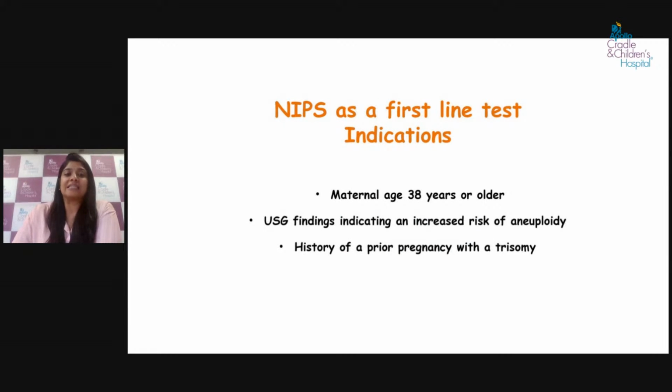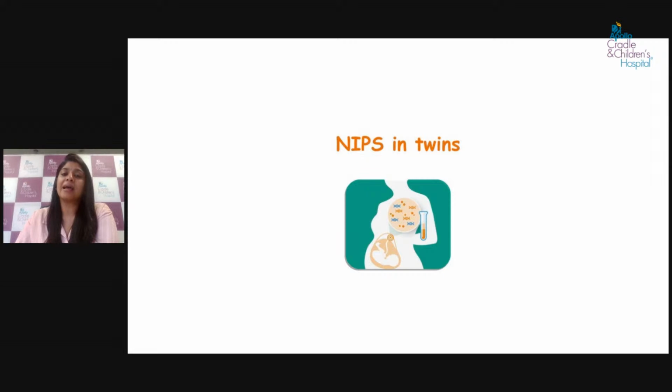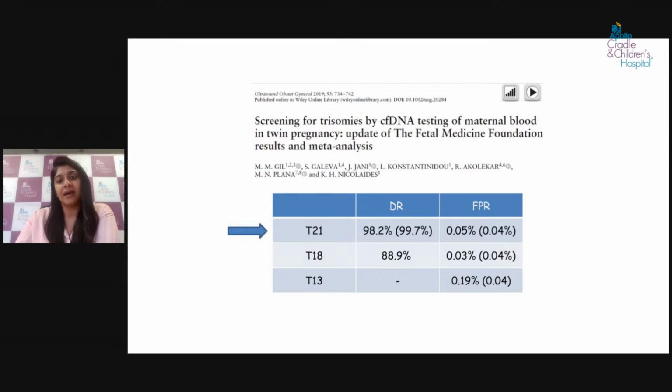NIPS as a first line test is offered to women above 38. Some people use it above 35, or for a woman with a previous baby with trisomy, or ultrasound findings such as an increased NT, an absent nasal bone, or any increased risk on ultrasound for aneuploidy. NIPS in twins: the detection rate is about 98 to 98.2% for Down syndrome and only 88% for the others, but the false positive rate is about 0.5%.